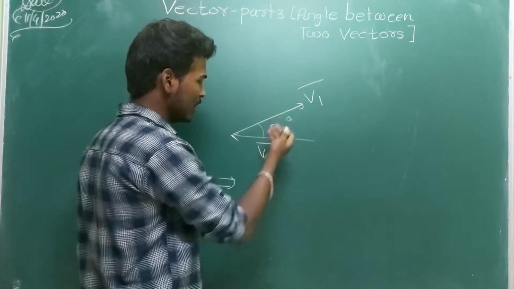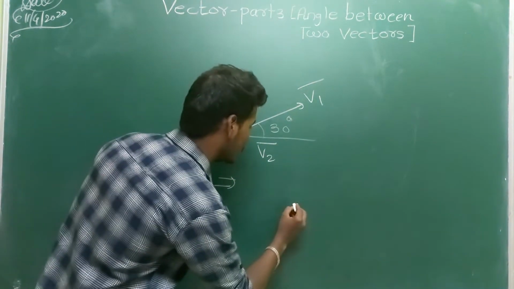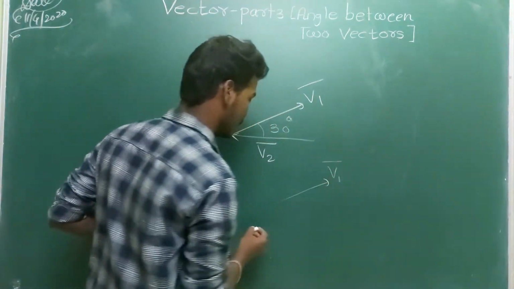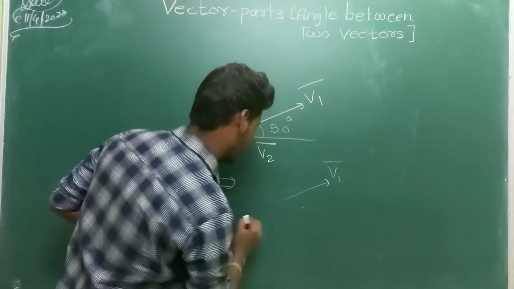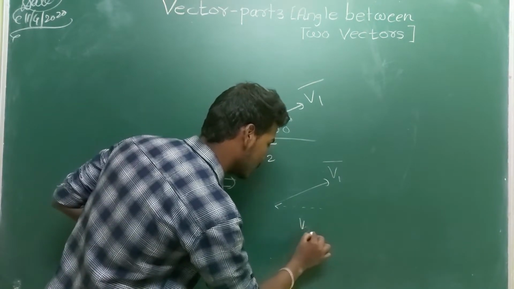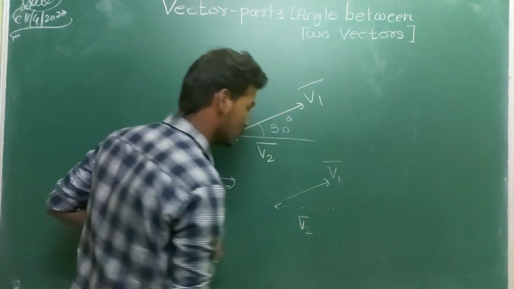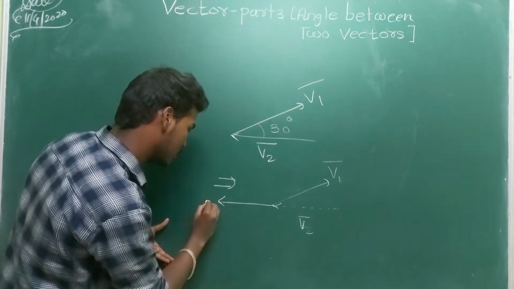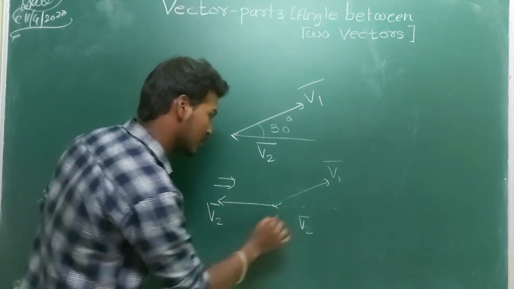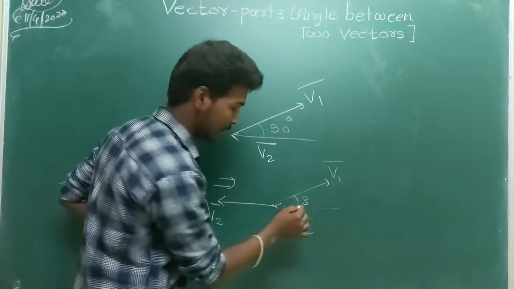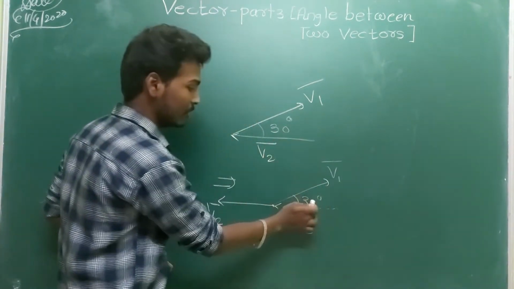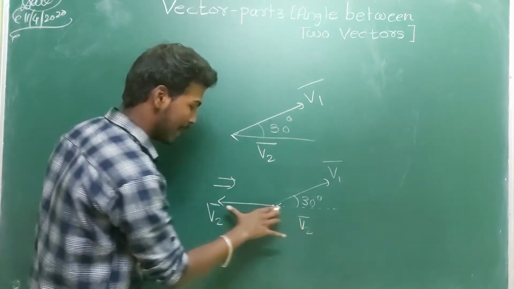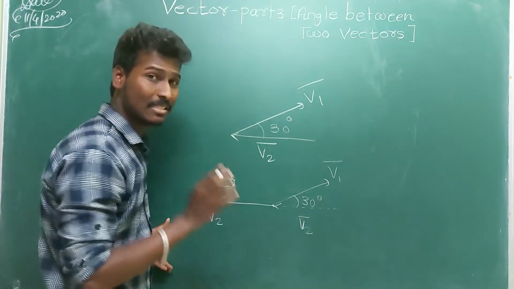Let's say any one of these vectors we can shift parallelly. So here we have the v1 vector as it is, the v1 vector. This was our v2 vector. Am I right? This was our v2 vector. So we shift it here parallelly. Now this is the v2 vector. This is given as 30 degrees. Okay, this is given as 30 degrees. So I just shift the v2 vector parallel to itself without changing its magnitude.